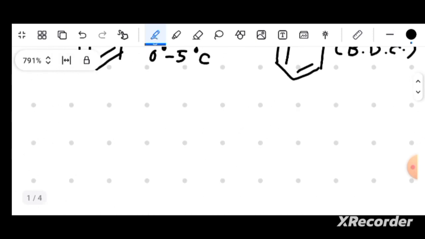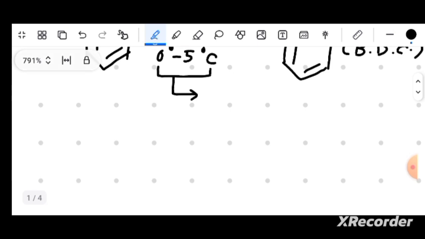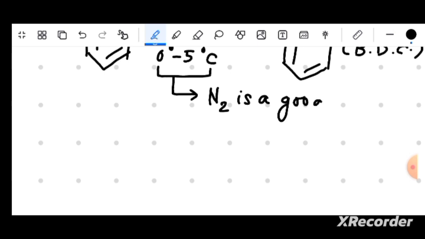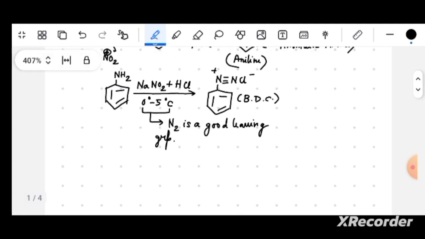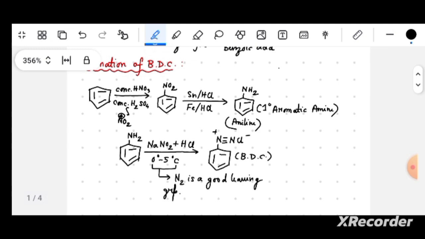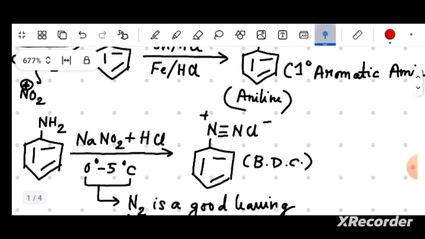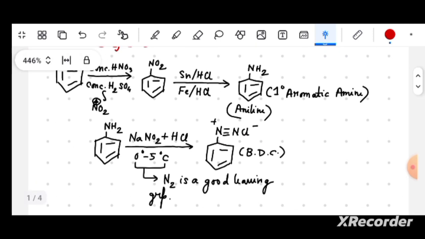Now why is 0 to 5 degrees Celsius chosen? Why is a cold temperature chosen? Because nitrogen is a good leaving group, and if high temperature is given, it will escape out. That's because nitrogen has 3 bonds here, you can see. So it is very stable, because in case of N2 as well, we get 3 bonds. So it will just escape out. So we need a very low temperature for the reaction to take place successfully.